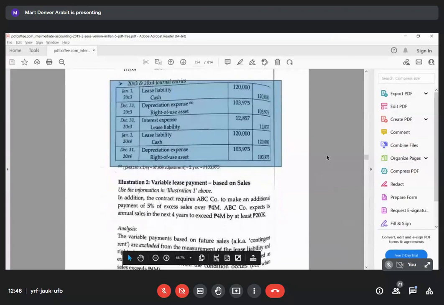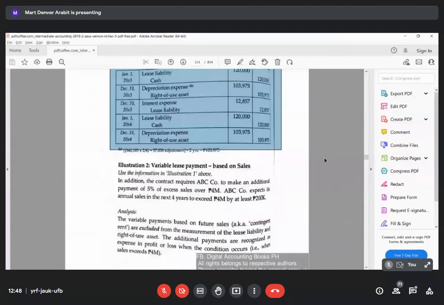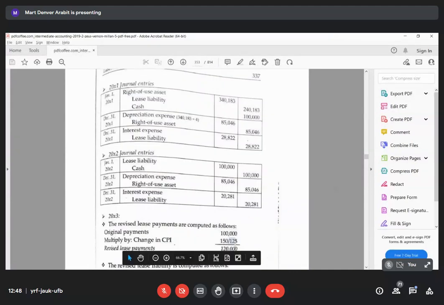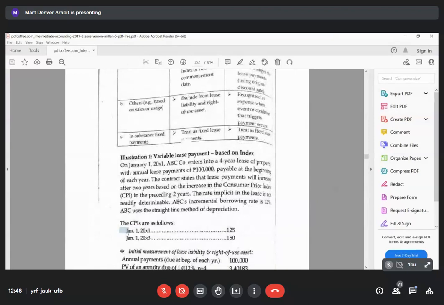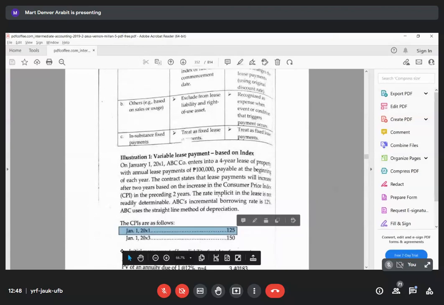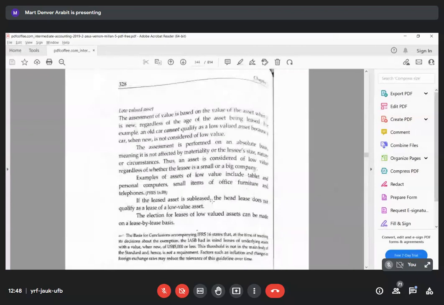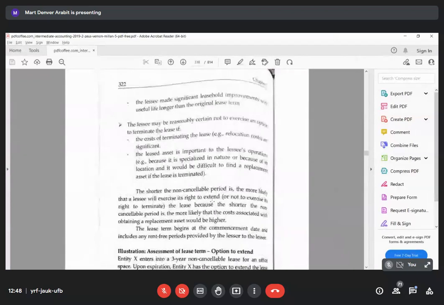So, illustration 2, variable lease payments based on sales. So, ito, nakabase siya sa future. So, this is technically excluded from the measurement of the lease. Remember, ang basis natin ng CPI dito is this one, 125. Ito yung 125 na given on January 1, 2021 at the commencement of the lease. Okay? And don't forget na nakalagay yon sa ating qualities.